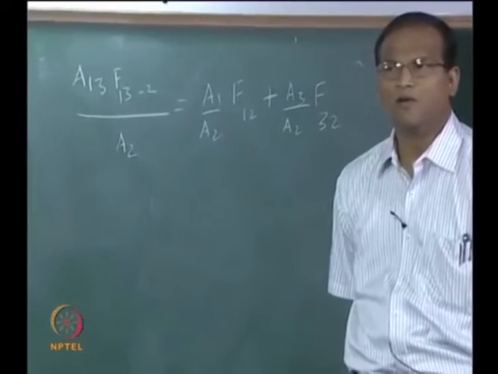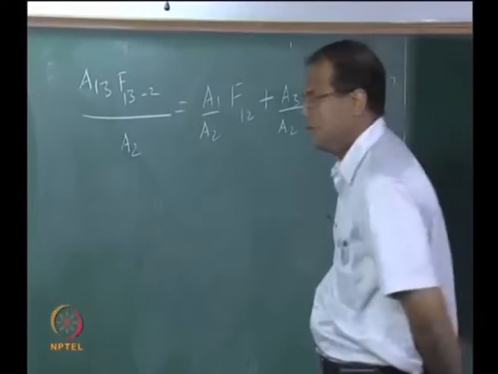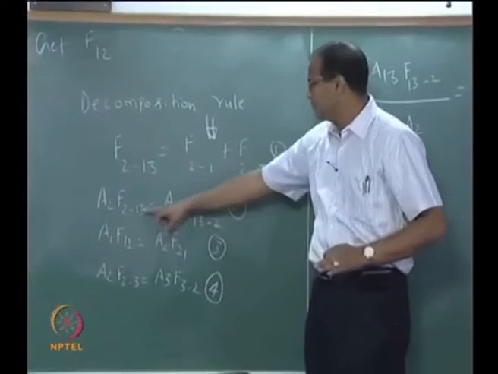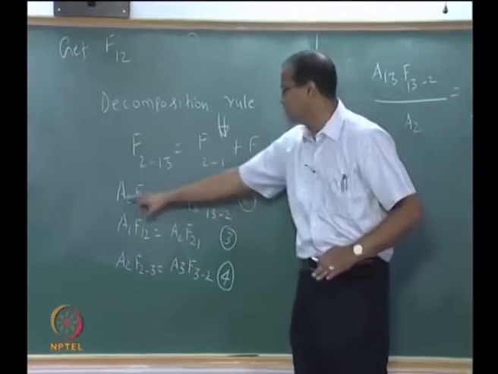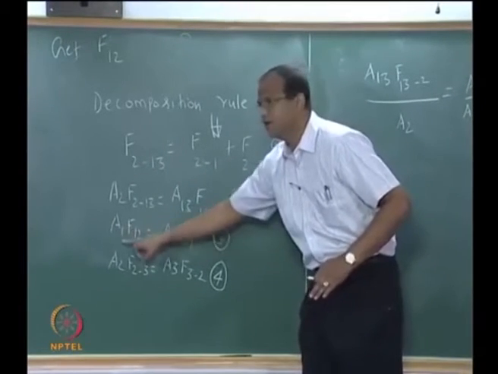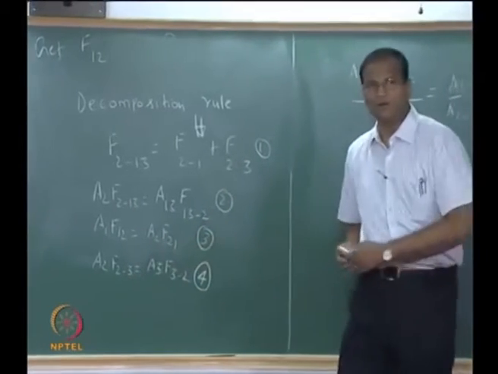How many of you did not follow what I wrote? I did not do any magic here, I assume that this is correct first. Then wherever F2 to 13 was there, I am writing F2 to 13 as A13 F13 to 2 divided by A2. F21 I am writing as A1 F12 divided by A2. F23 I am writing as A3 F32 by A2.